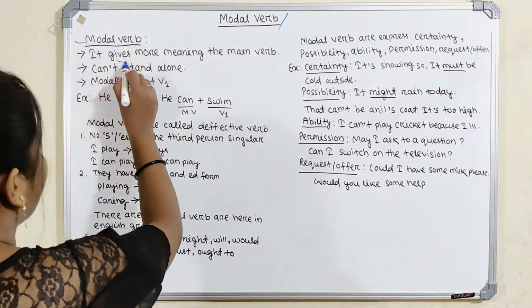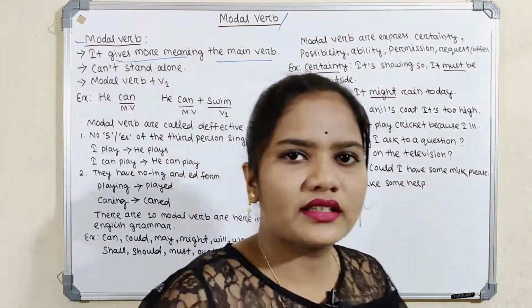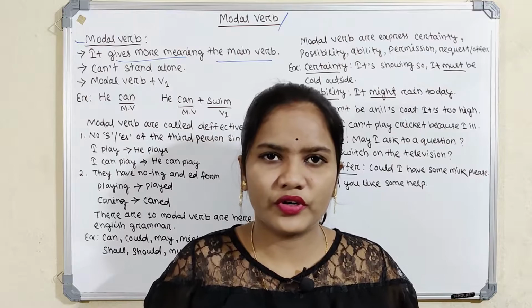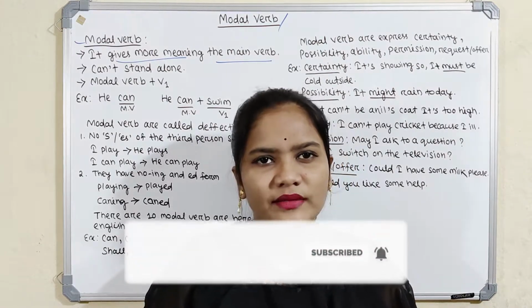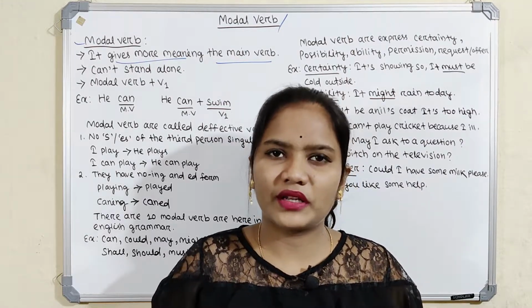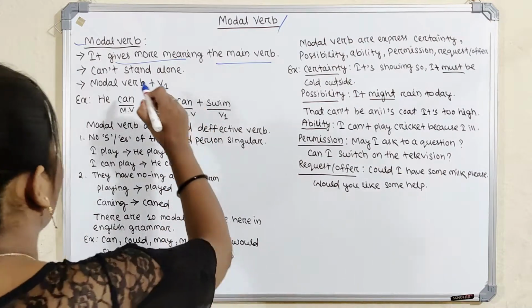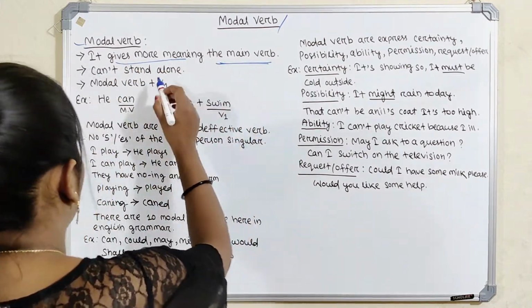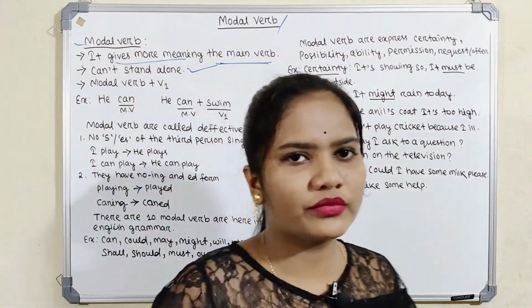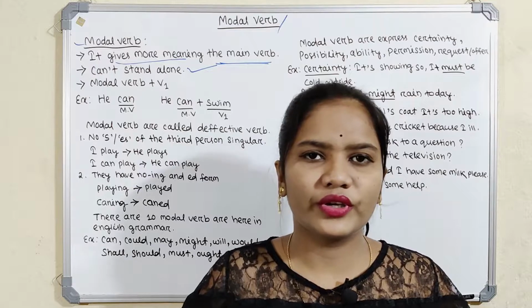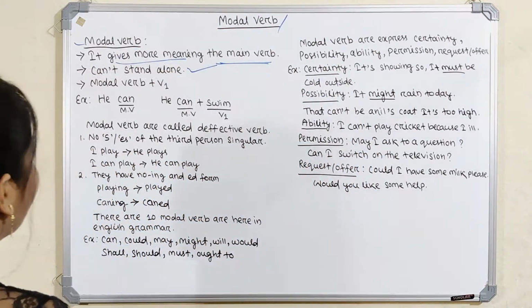A modal verb gives more meaning to the main verb. A modal verb cannot execute the proper meaning alone, so it needs one main verb. Because of the main verb, the modal verb can execute its meaning. It cannot stand alone. It can stand alone, but it doesn't have any meaning, so we need a modal verb with one main verb to have a complete meaning.